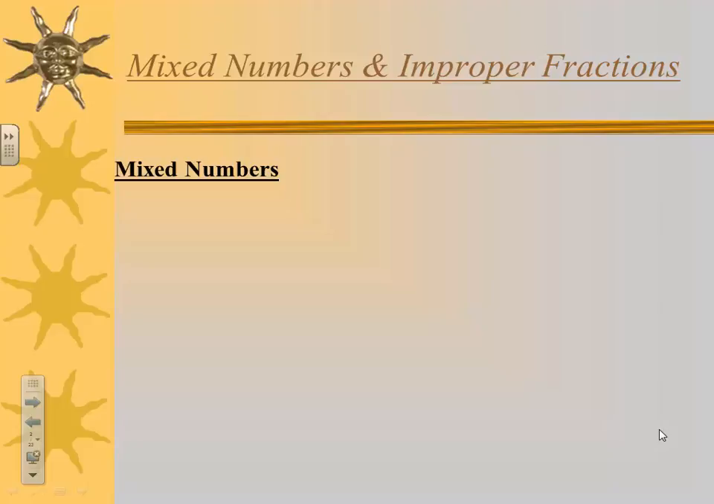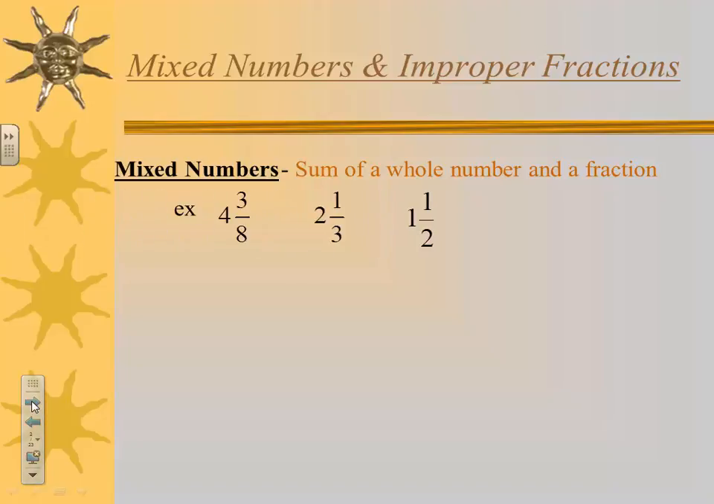So we're going to start with mixed numbers. We've talked about mixed numbers already. Remember that mixed numbers have a whole number and a fraction. So 4 and 3/8, 4 is the whole number, 3/8 is the fraction. 2 and 1/3, 2 is the whole number, 1/3 is the fraction. Same with 1 1/2. A mixed number is the sum of a whole number and a fraction, yes, you need to write that down.